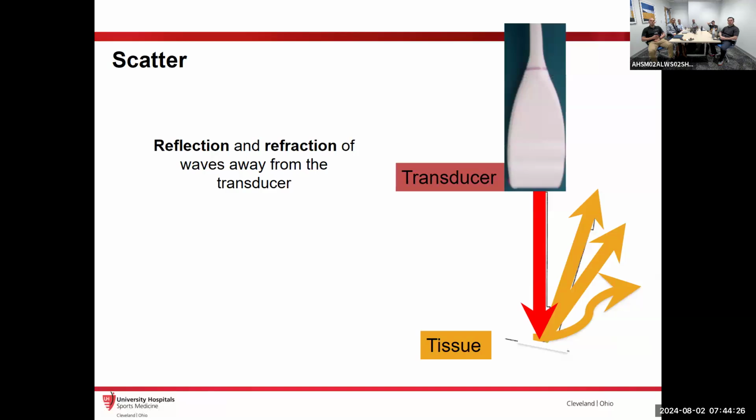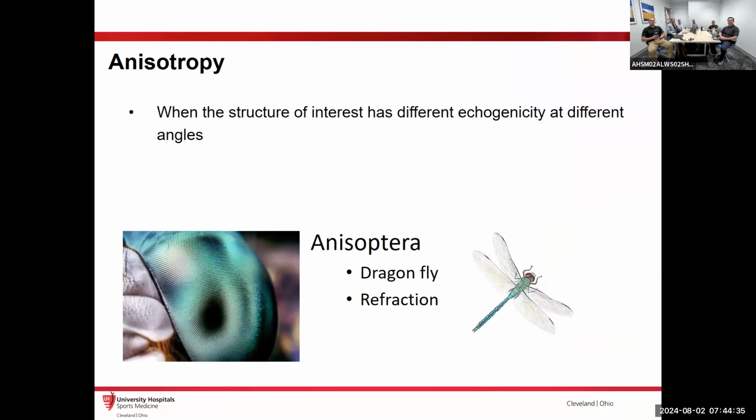So scatter, you can get reflection and refraction of the waves away from the transducer, makes it more difficult to see. And I'll show you guys, I have a pretty good video here in a minute. So a couple of different terms here when we're talking about structures.